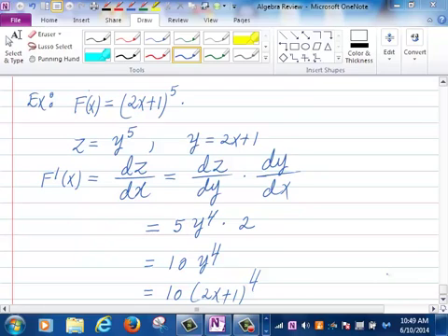Right. Plus the derivative of 1, which is 0, so you get 2. Okay. Right? This is not in the denominator, right? You're multiplying this with this.